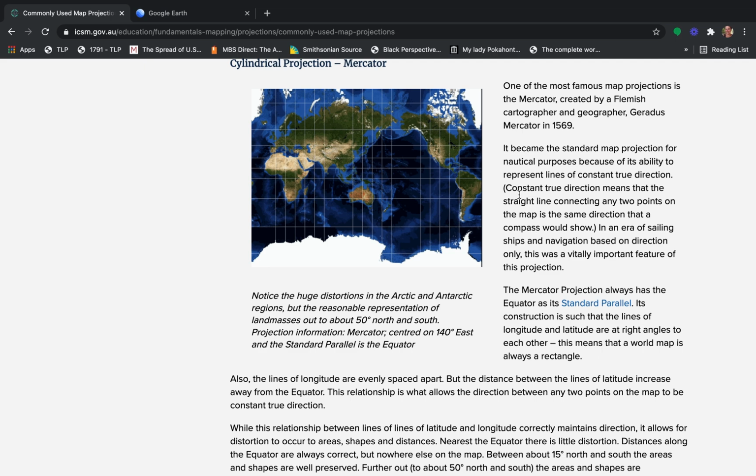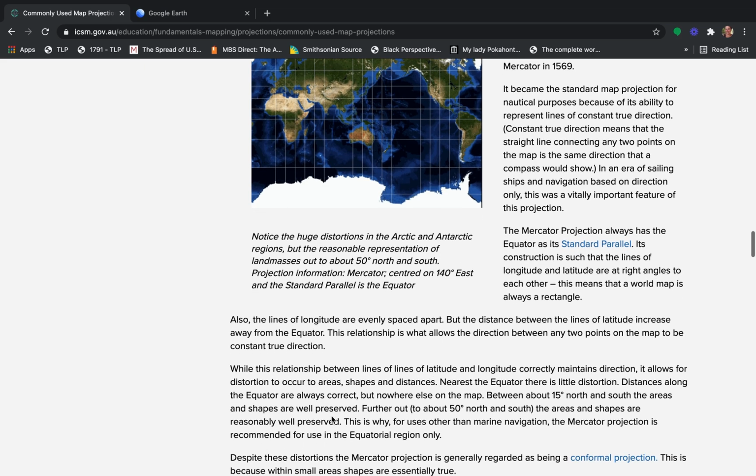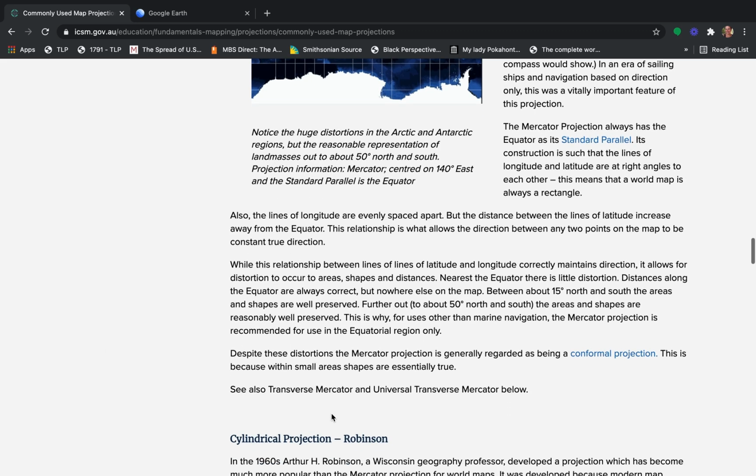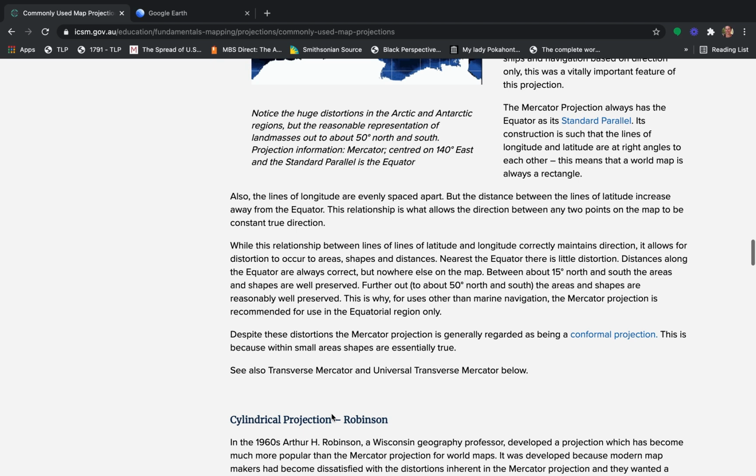Okay, so that's my kind of summary of what that means. In an era of sailing ships and navigation based on direction only, this was a vitally important feature of this projection. The Mercator projection always has the equator as its standard parallel. Its construction is such that the lines of longitude and latitude are at right angles to each other. This means that a world map is always a rectangle. So also the lines of longitude are evenly spaced apart, but the distance between the lines of latitude increases away from the equator. This relationship is what allows directions between any 2 points on the map to be constant true direction.